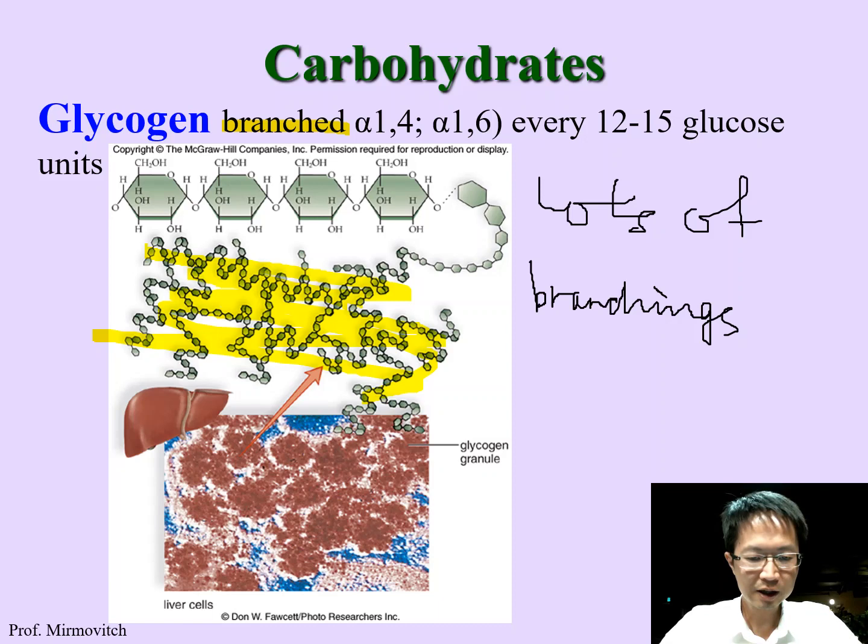And if you take a look here, it is a liver. Why does the picture give you a liver here? Because as I told you before, glycogen is stored in liver and muscle. So they give you a picture of liver here.